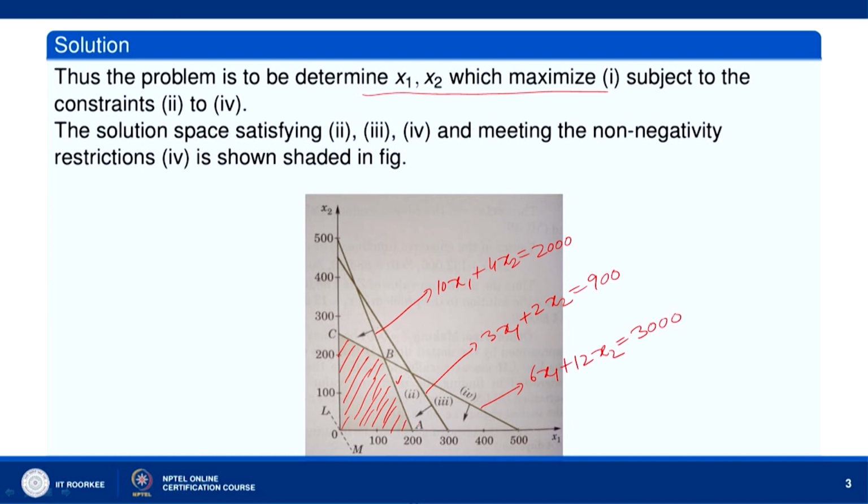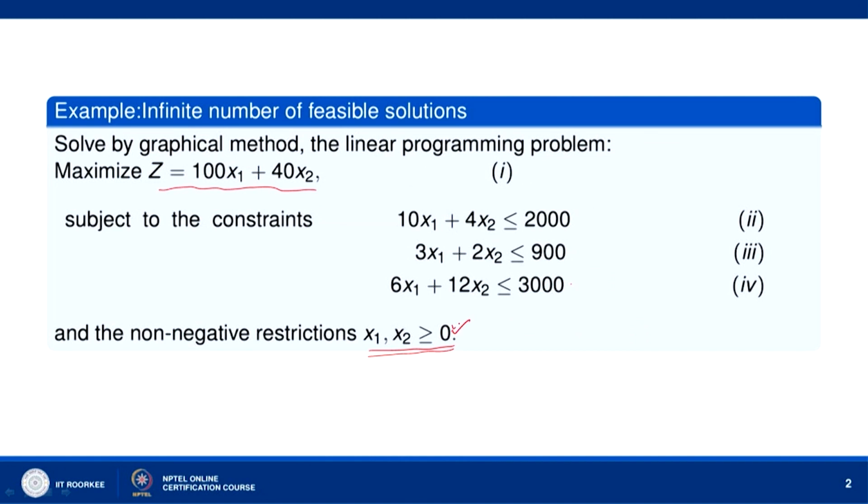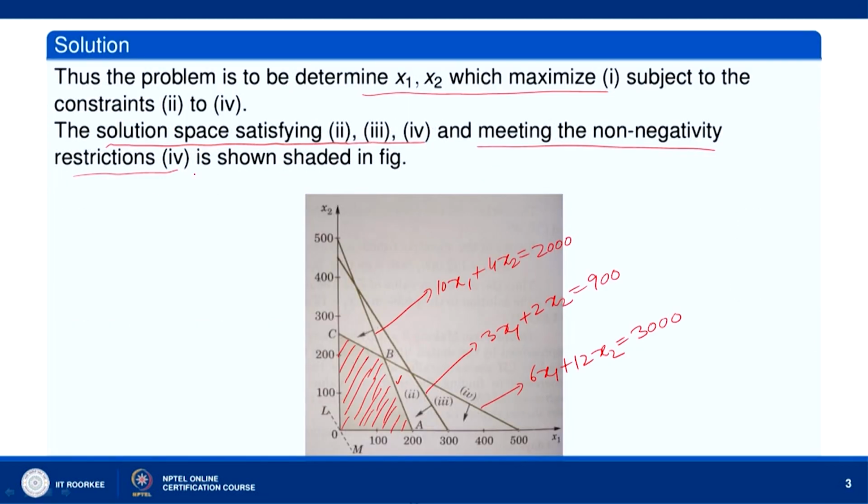In this region, 10 x 1 plus 4 x 2 is less than or equal to 2000, 3 x 1 plus 2 x 2 is less than or equal to 900, 6 x 1 plus 12 x 2 is less than or equal to 3000, and also x 1 is greater than or equal to 0, x 2 is greater than or equal to 0. So, the solution space satisfying inequalities 2, 3 and 4 and meeting the non-negativity restrictions is shown shaded in this figure.